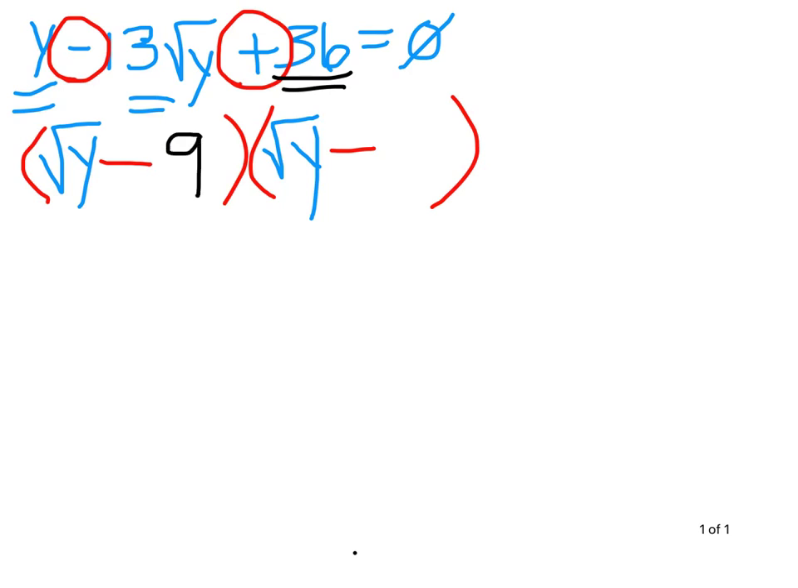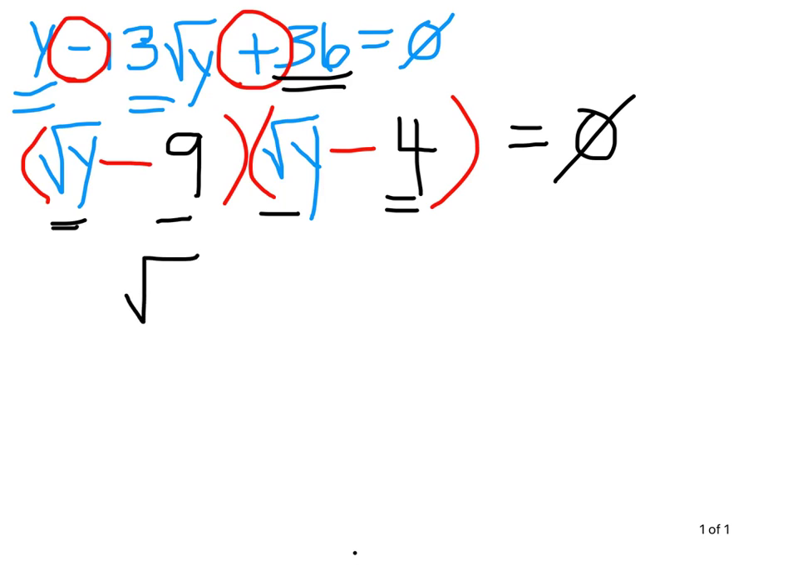So we've got 9 and 4. So if we were just to do a quick FOIL, our first term would give us the y, our second term, or our outer term, would give us 4 square root of y. Our inner term would give us 9 square root of y, and mind you, both of those are negative, which when added together would give us the negative 13 square root of y, and then our last term would give us positive 36, so we're good to go here. Now remember, this is equal to 0. So now we're going to set both of these terms equal to 0 to solve.